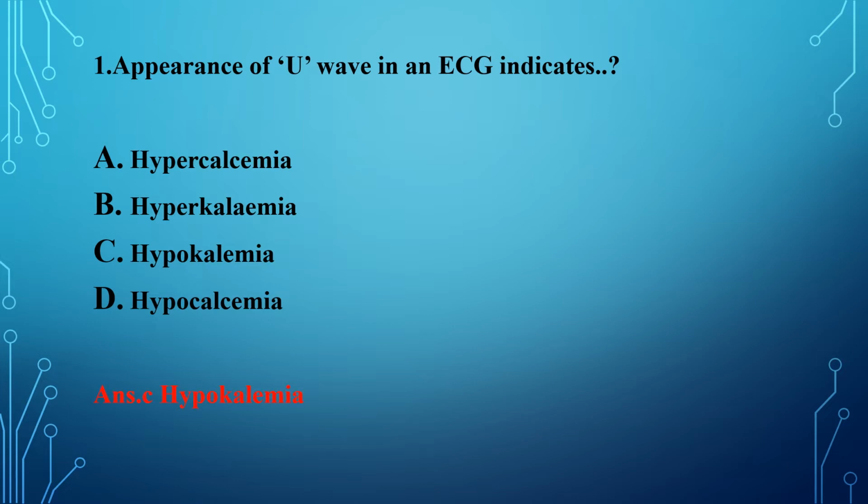The answer is hypokalemia. So the appearance of a U wave in ECG indicates hypokalemia. Hypokalemia means what? Potassium level is less in the blood. If potassium level is less in the blood, that shows a U wave in ECG. So U wave means hypokalemia.